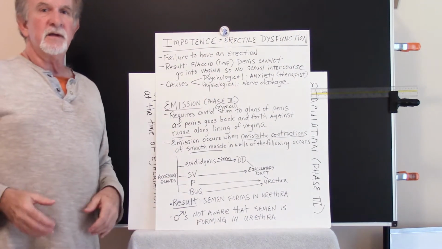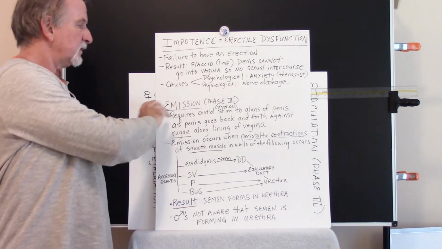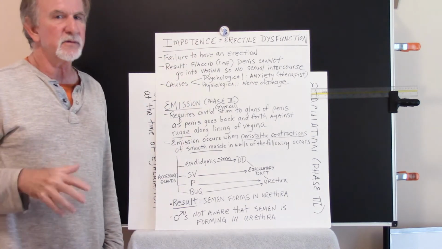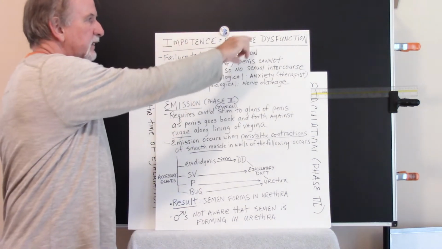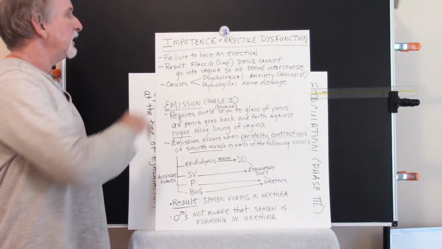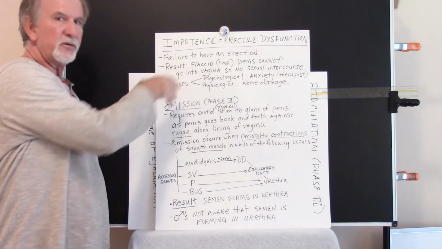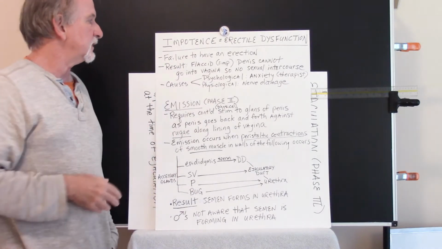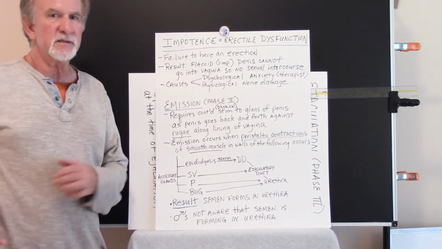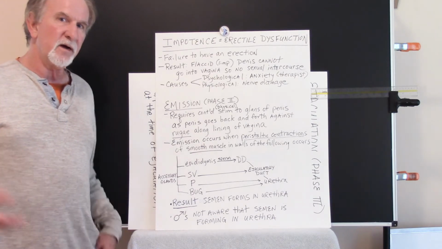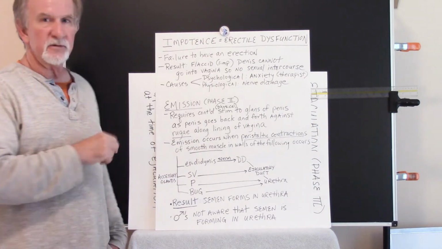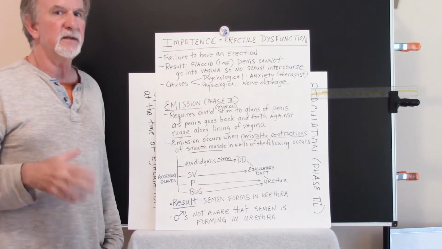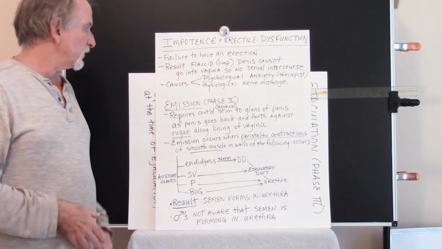So there's a condition that I wanted to tell you about before we move on to phase 2, or emission, called impotence. Impotence is also referred to as erectile dysfunction. Impotence is failure of a guy to have an erection. The result is that the penis, unless it can transform into a stiff rod, cannot insert into the vagina. And an impotent guy then can't engage in sexual intercourse.